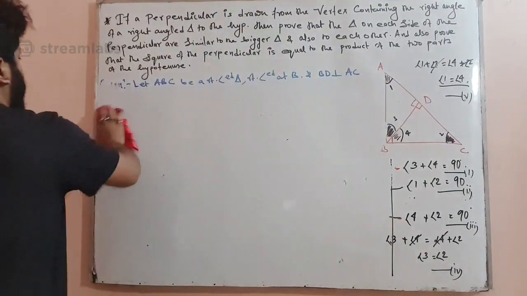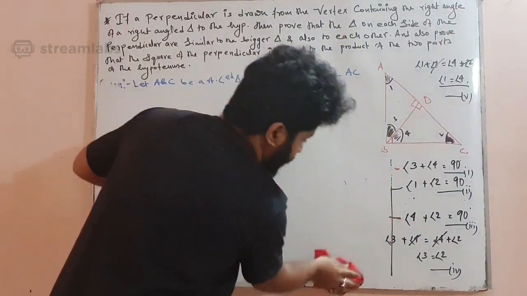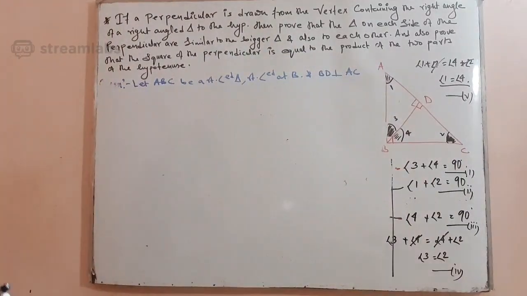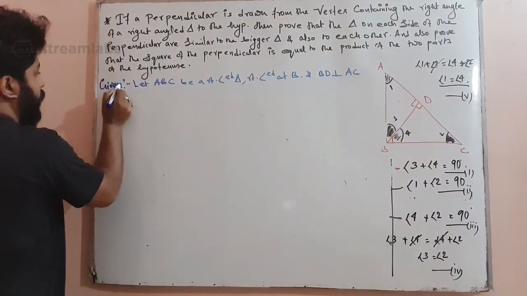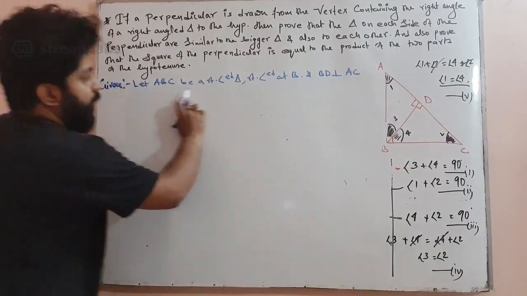बाद में वीडियो को पॉज करके देख लेना क्या प्रूफ किया है, नहीं किया है. ओके, मैंने थोड़ा सा गलती थोड़ा ज्यादा मिटा दिया. ओके, गिवन is this, let ABC be right angle triangle.